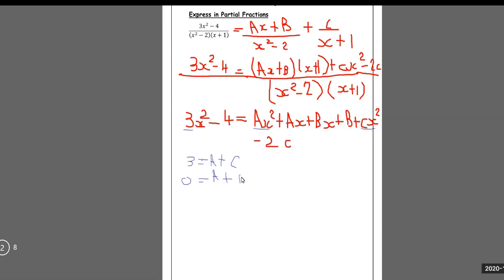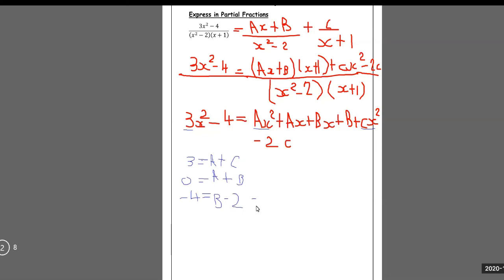Now equating the constants, we have negative 4 on the left, and on the right we have b and minus 2c. So negative 4 is b minus 2c.